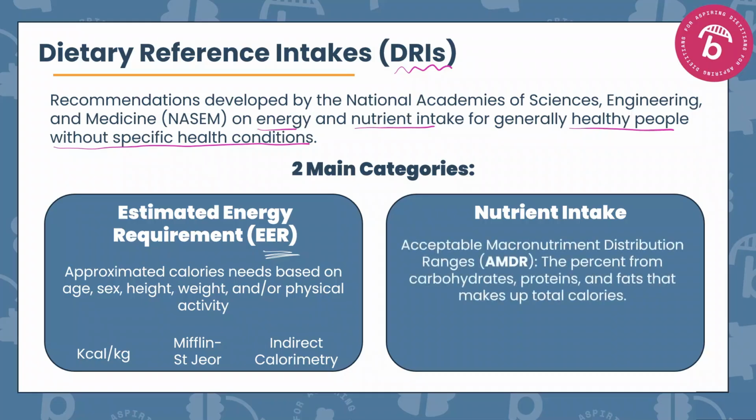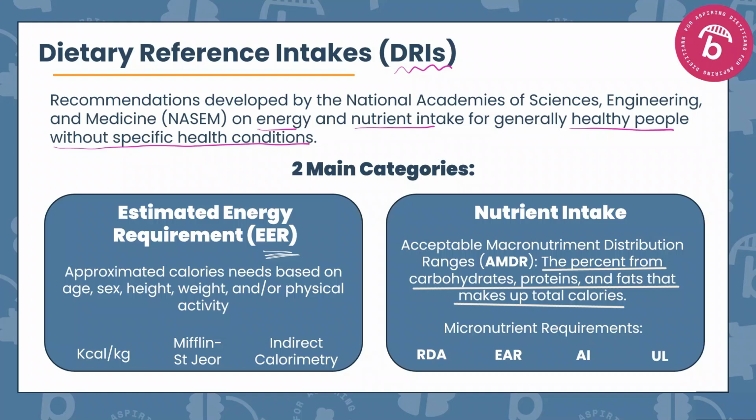Then there's the nutrient intake, which includes macronutrient distribution and micronutrient requirements. Macronutrient requirements are given as a percent of total calories. This includes carbohydrates, proteins, and fats. On the micronutrient side, you'll see categories like RDA, EAR, AI, and UL. And these help determine how much of a vitamin or mineral someone needs and at what point too much might become unsafe. But we'll cover that more specifically in the next video. In this part, we're going to focus on the energy side and how to approximate energy needs.